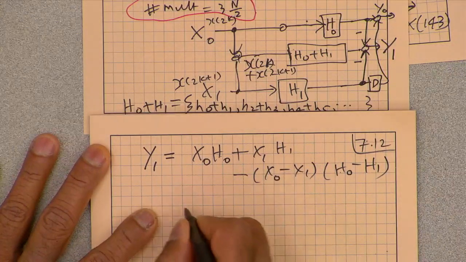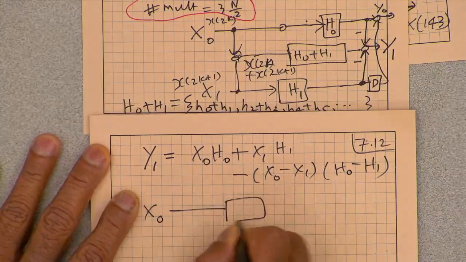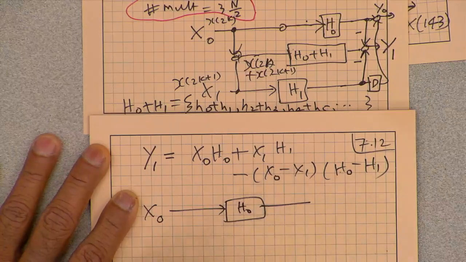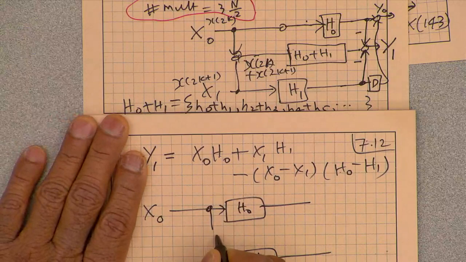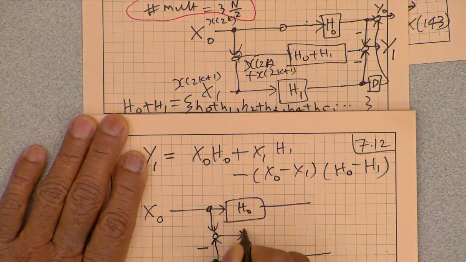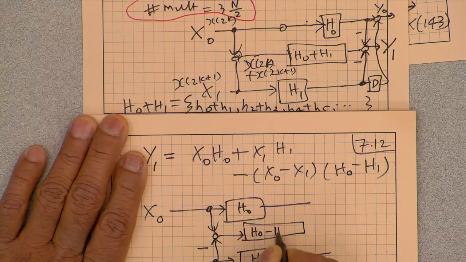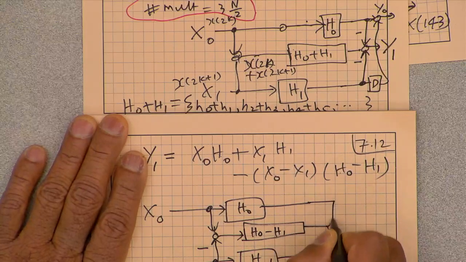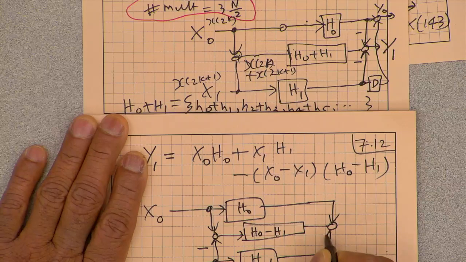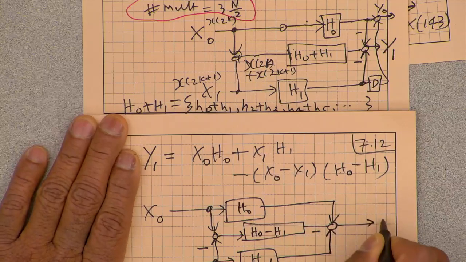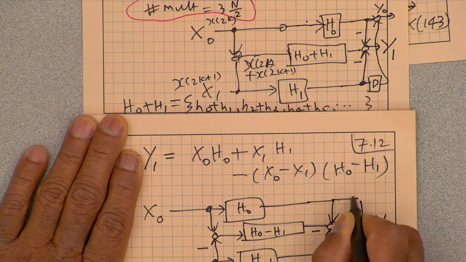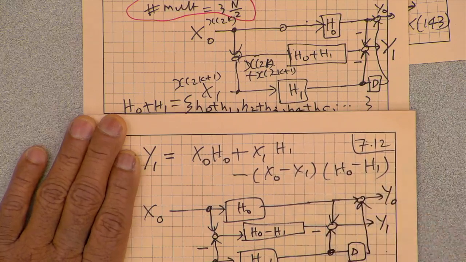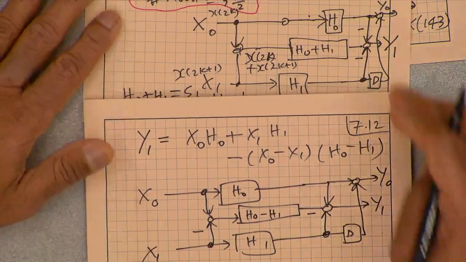Okay, so I can draw this block diagram again. I have x0 filtered by h0, x1 filtered by h1, and then x0 minus x1, term by term subtraction, filtered by h0 minus h1, and then x0 plus x1 filtered by h0 plus h1, minus that is y1, and the other one stays the same. There is no difference. So this is another filter. Now we have two different structures.